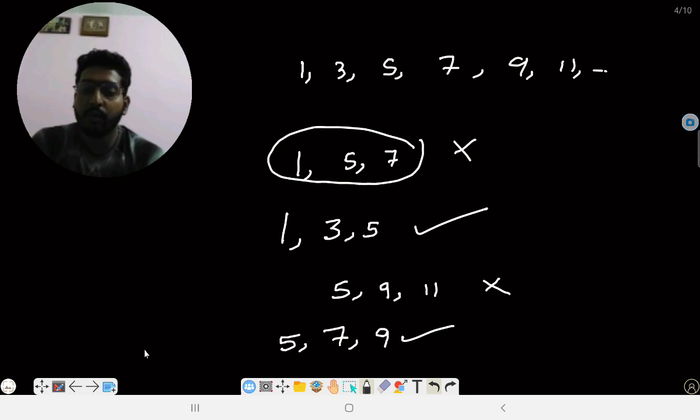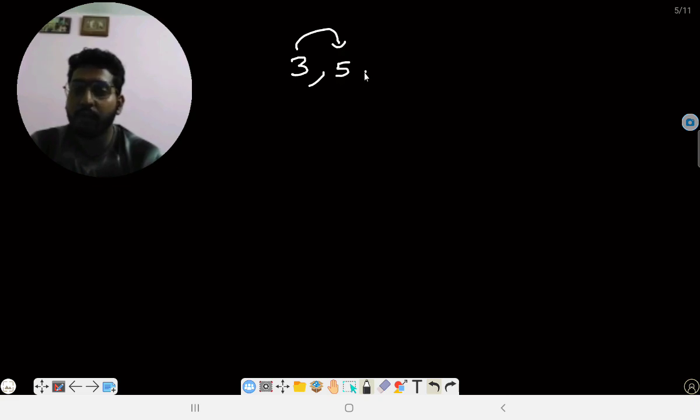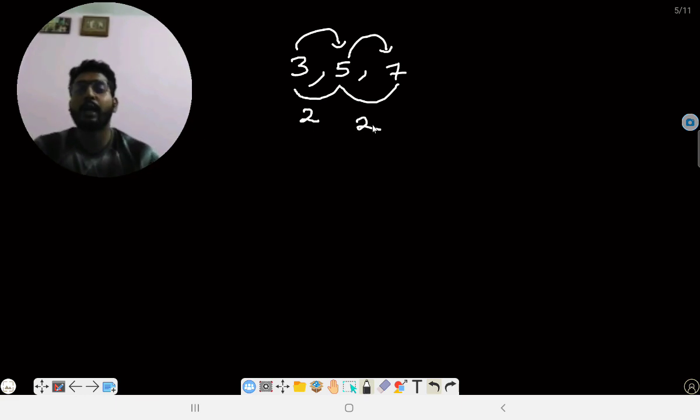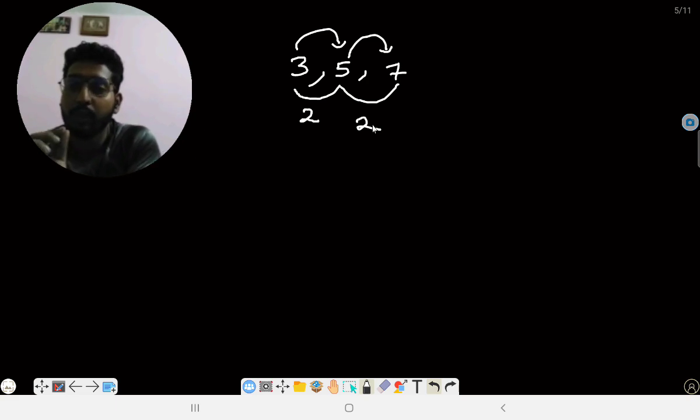Now look at the pattern. Whenever I write consecutive odd numbers, there is a pattern. For example, suppose I am starting from 3. Suppose 3 is the first odd number. What is the next odd number after 3? 5. Then after 5, what is the next odd number? 7. Now look at the gap here. From 3 to 5, the gap is 2. Now 5 to 7, the gap is 2. That means between two consecutive odd numbers, the gap is 2.